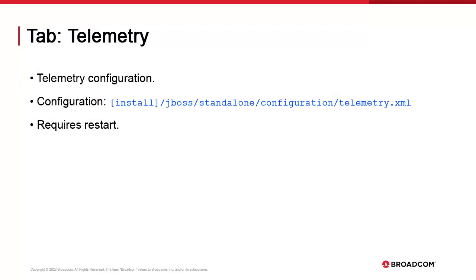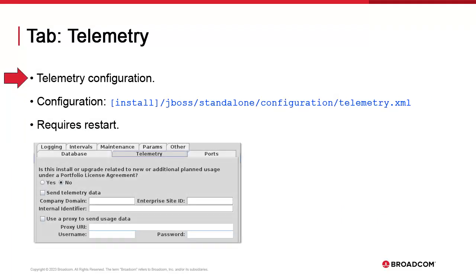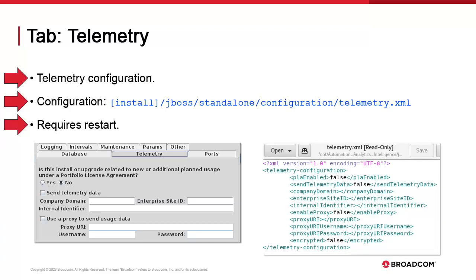The Telemetry tab contains the telemetry settings, which are needed for contractual purposes with Broadcom. The configuration file telemetry.xml is also found in the jboss configuration directory.